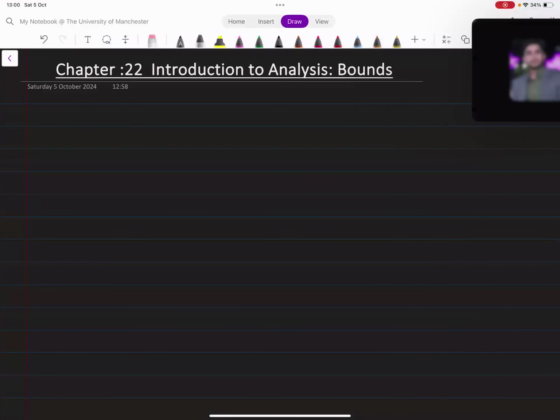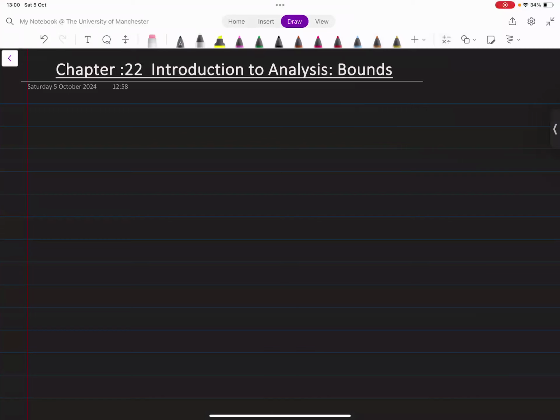Okay, so previously we had discussed the infinities, and now this is an introduction to analysis. And our first chapter in this analysis section is bounds. So in the final three chapters, there are only three chapters remaining in the book of Introduction to Pure Mathematics.